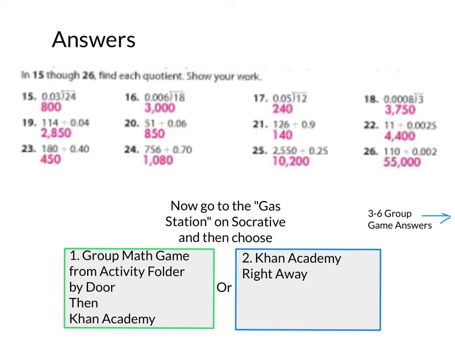Now, at this time, please go to the gas station on Socrative, which is the end of the lesson Socrative, not just a beginning, but an end of lesson, and choose whether you'd like to do the group math game first or Khan Academy. And the group game answers are going to appear in 3, 2, 1.